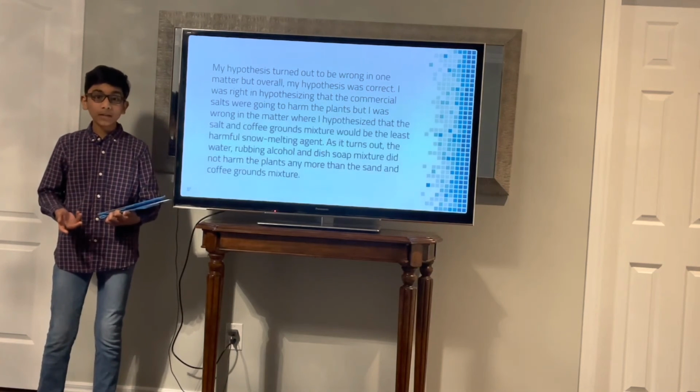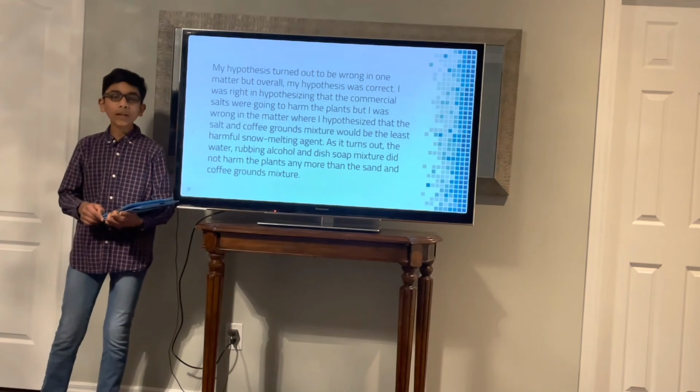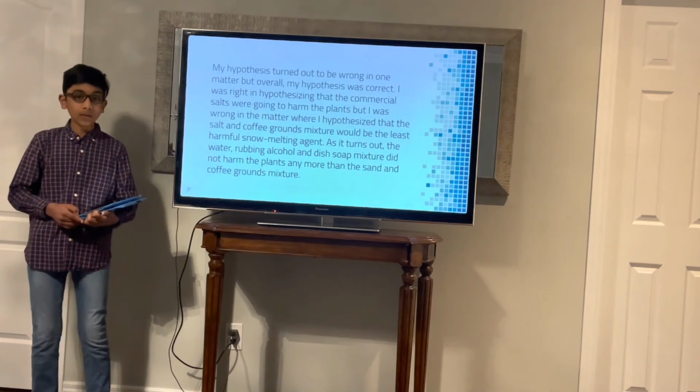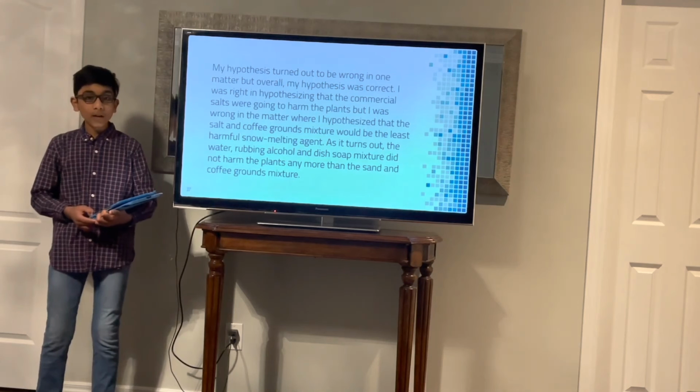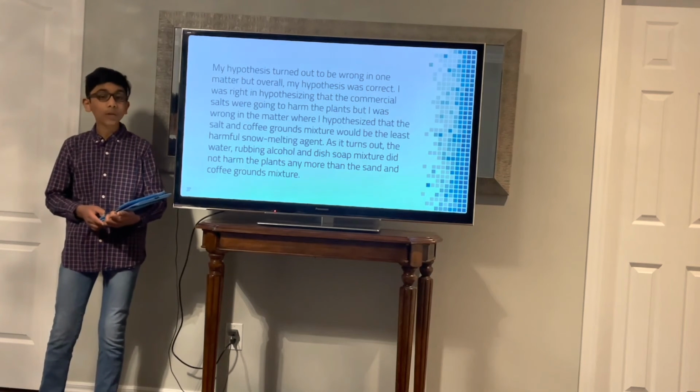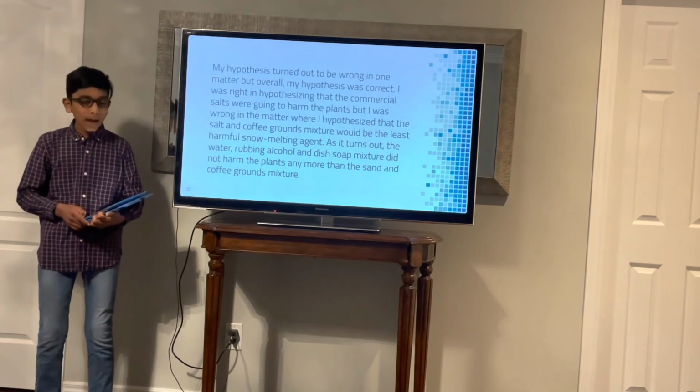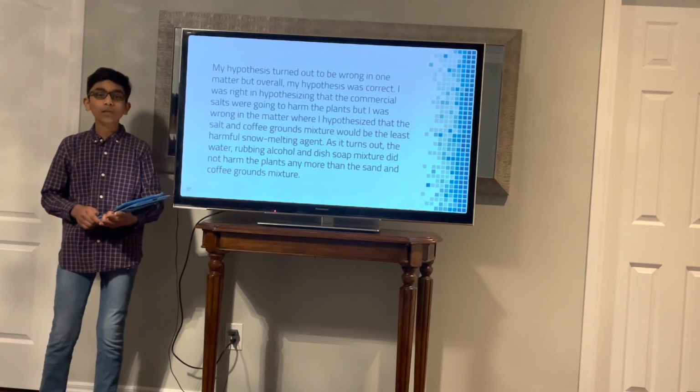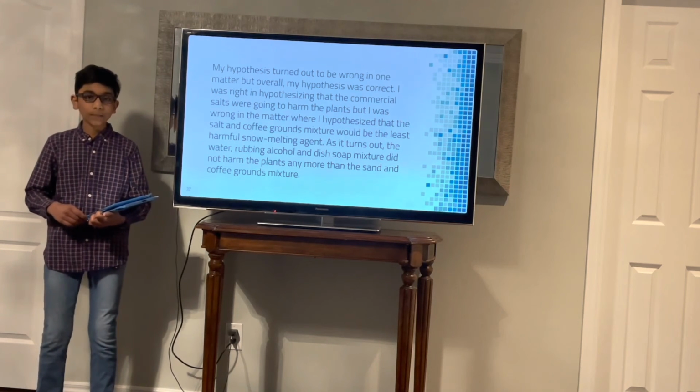The other plants didn't. Now, I was wrong in hypothesizing that the sand and coffee grounds mixture would have the least harmful environmental impact. It was actually the rubbing alcohol solution that had the least harmful impact.